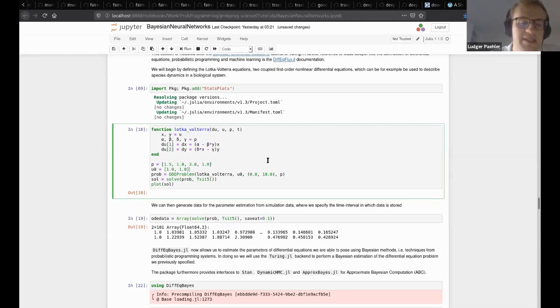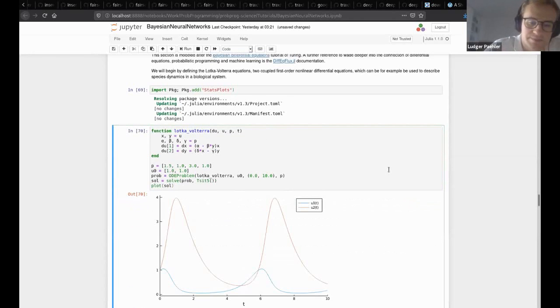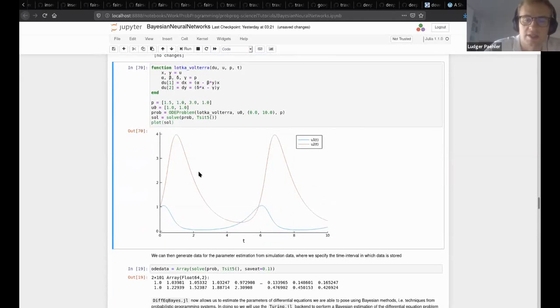We define our initial data. Then, just like with Turing, we tell differential equations, hey, we have an ODE problem here which we would really like to solve. We give it our function for the coupled differential equation, the initial data, and the range that we're after. Then we tell it to just solve it, where TSIT5 is one of the normal ODE solving algorithms, but you can find more in differential equations. And you just want to plot it. Here we're looking at the two trajectories evolving. It all looks pretty normal.